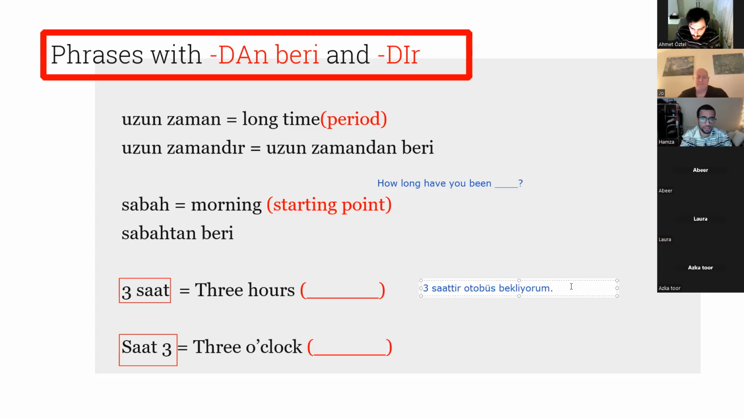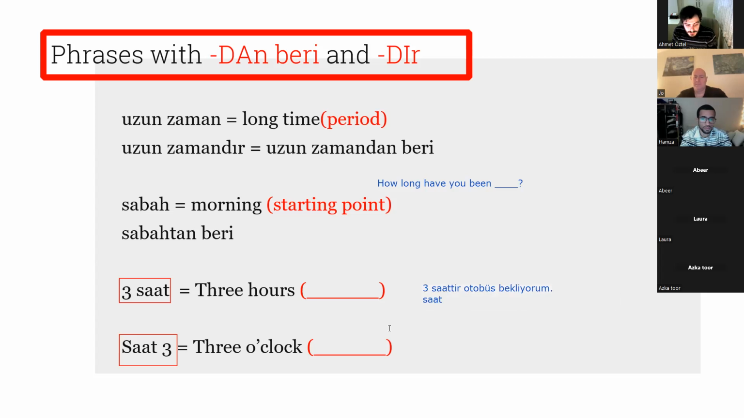And one thing that I have to also mention, saat is an exception word. It doesn't obey the vowel harmony. So that's why I went for the E option over here. But of course, there are some exceptions like that, and saat is one of them.